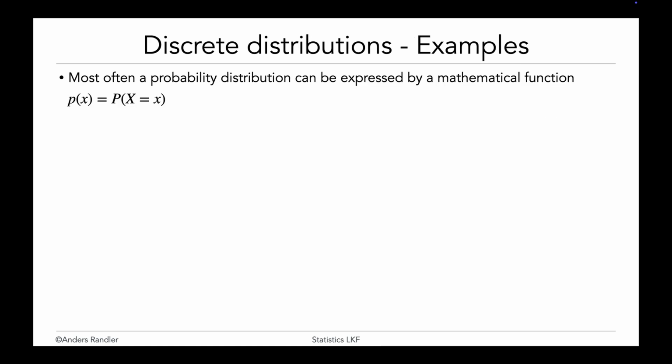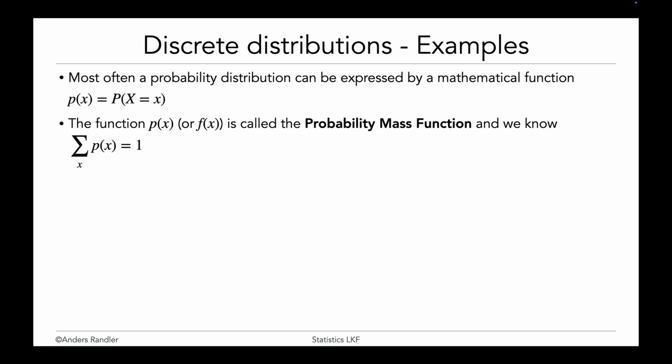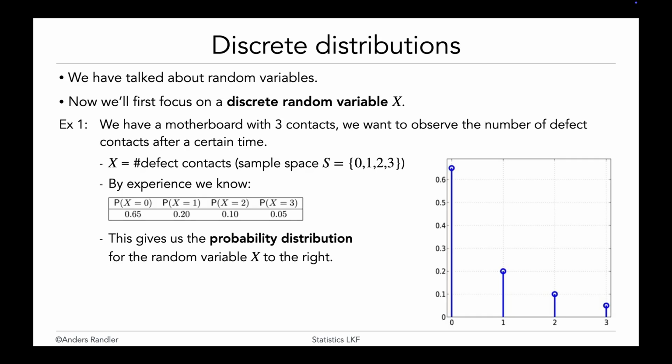Most often, a probability distribution can be expressed by a mathematical function in some way. And this function, p of x or f of x, will be called the probability mass function. And we know that if we add all the probabilities for all possible x's, I need to have 1. Just as we had on this page. If we add all of these together, we will have 1.